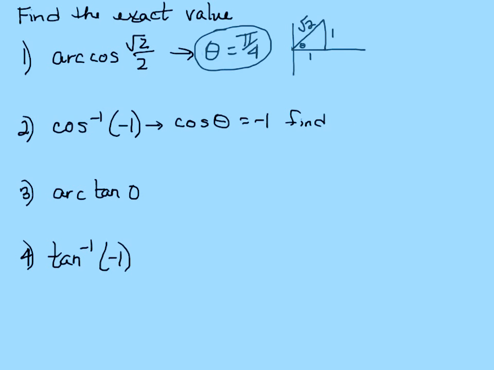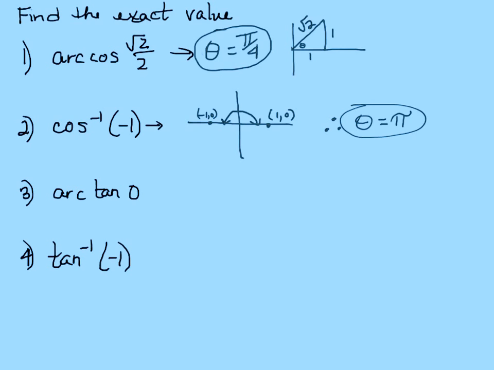The second question, if we were to rephrase this, we're looking for the angle that produced the ratio negative 1. Since negative 1 happens to be one of the quadrantal points and the cosine maps itself to the x value, then the only possible candidate would be pi. Third question, now we're looking for the angle that produces 0.